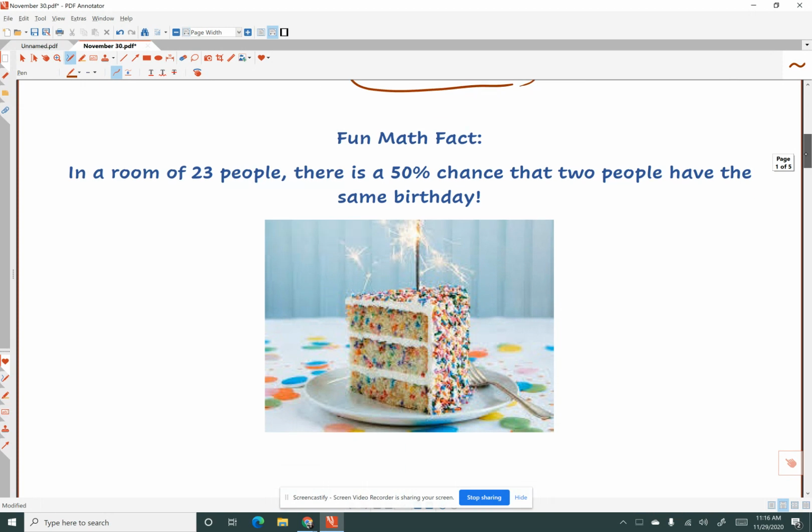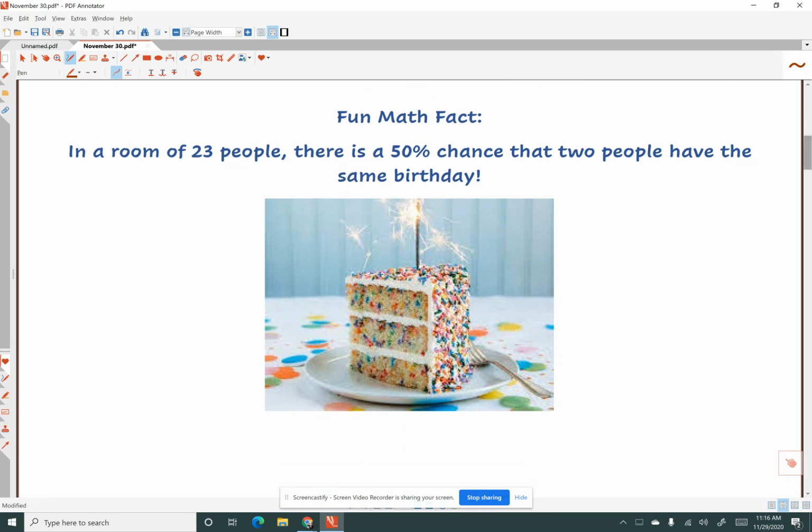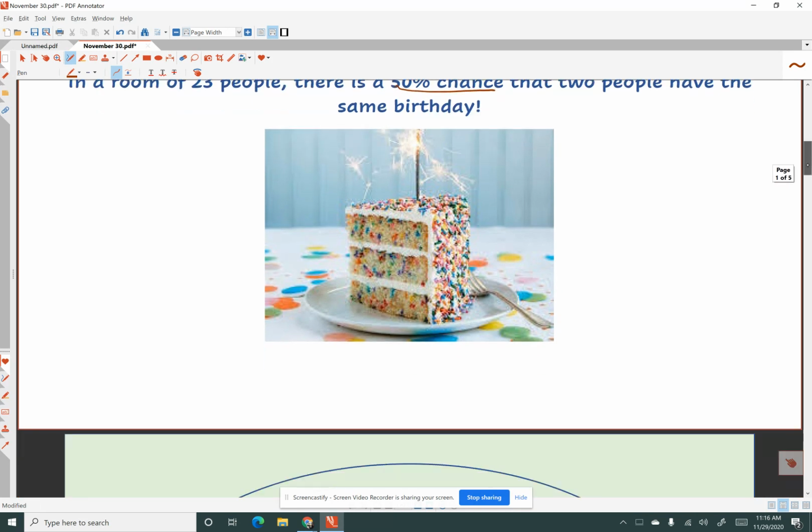Little fun fact for you today. If you had 23 people in a room, there's a 50% chance that 2 of them will have the same birthday. So think 23 people. It's about the size of a classroom or a large family gathering. So try that out. Ask people when their birthday is and see if you can find 2 people that have the same birthday.